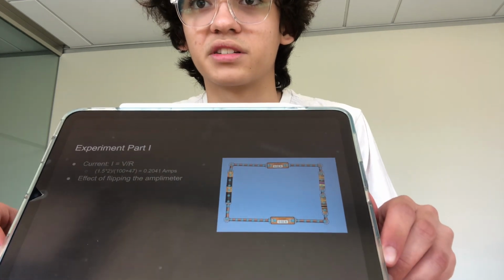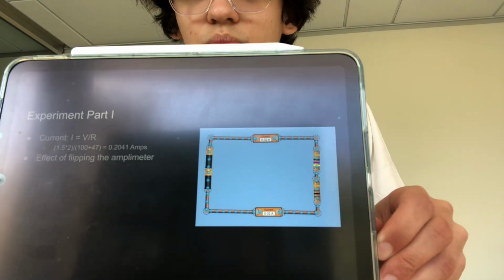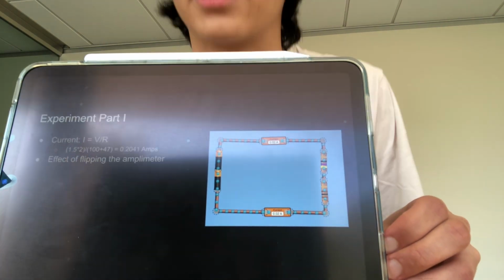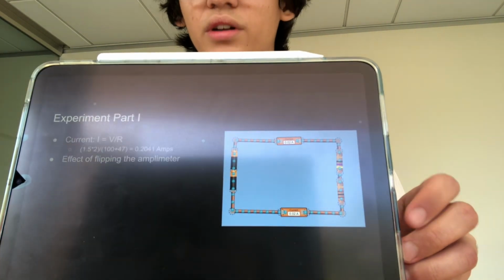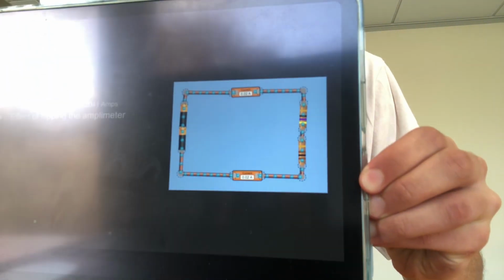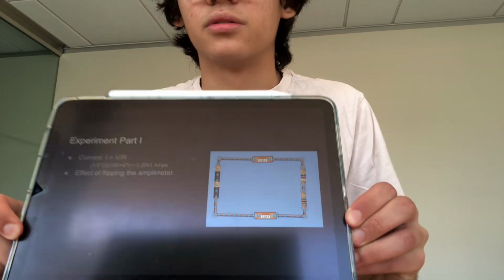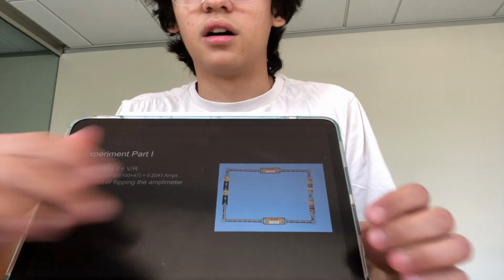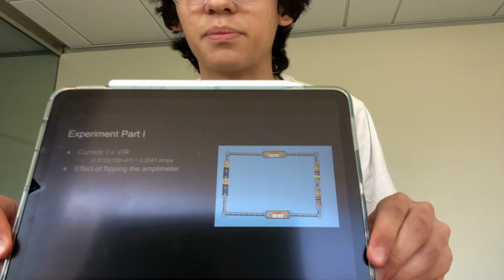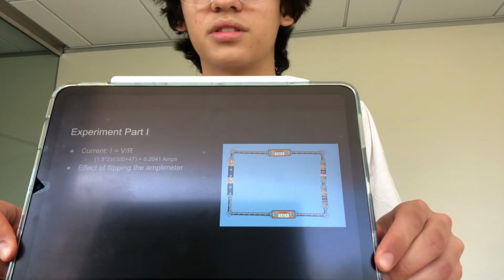In part 1 of the experiment, we had the simple circuit, and we found that the current was 0.2041 amps, and this aligns with what we saw in the simulation, which said 0.02 amps. The effect of flipping the ammeter was nothing.